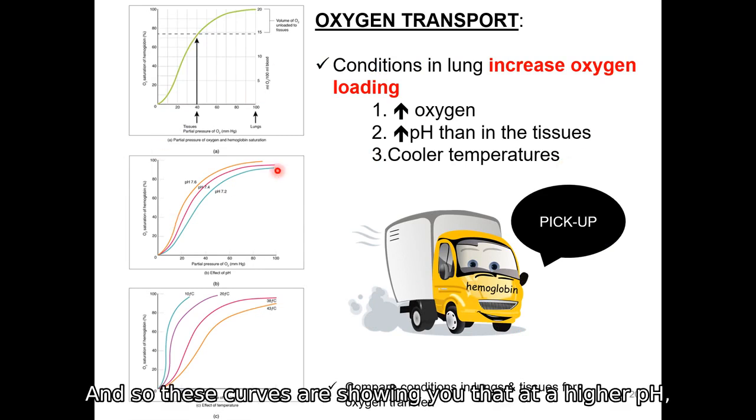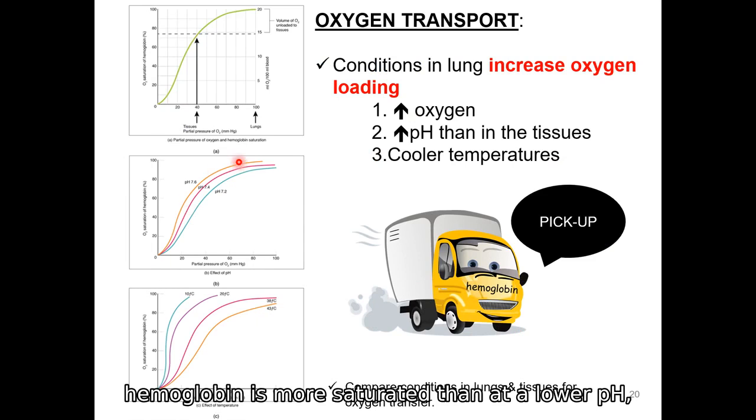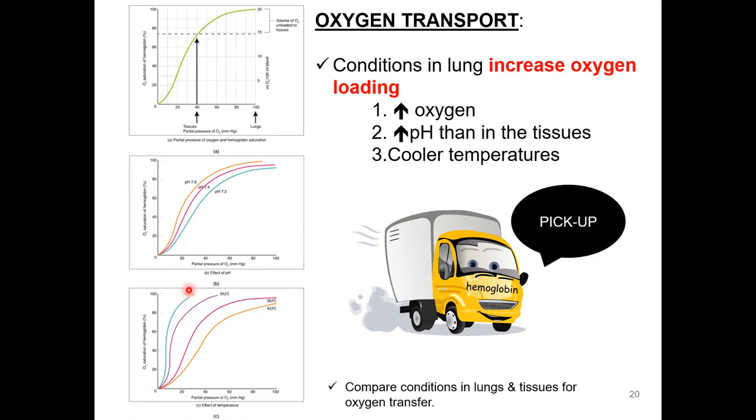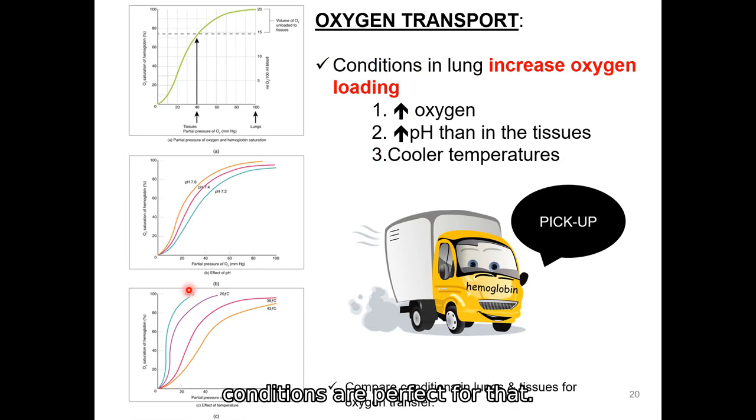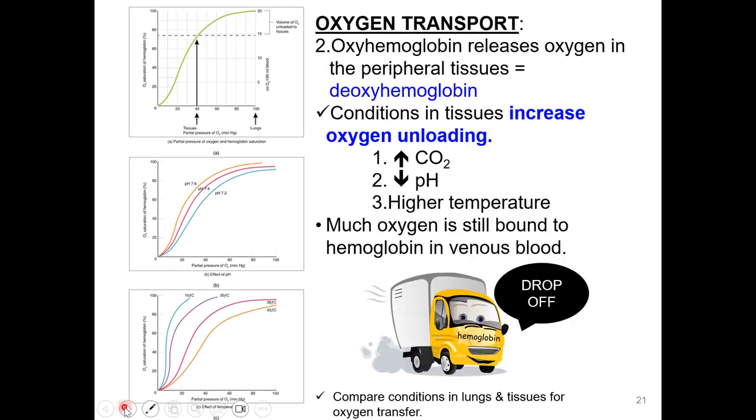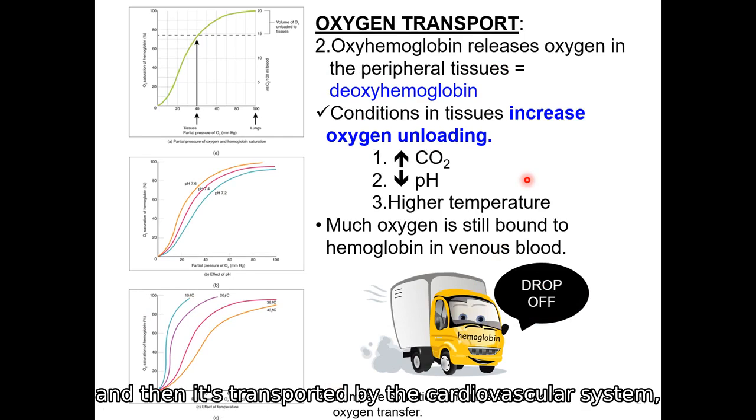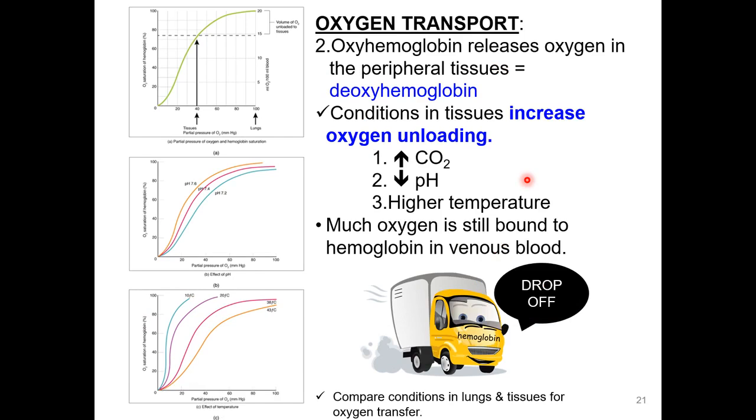And so these curves are showing you that at a higher pH, hemoglobin is more saturated than at a lower pH. And it's also showing you at a cooler temperature, hemoglobin is more saturated. So it's just chemistry. The oxygen loads on in the lungs. Conditions are perfect for that. So we get oxygen pickup in the lungs, during that external respiration. And then it's transported by the cardiovascular system.